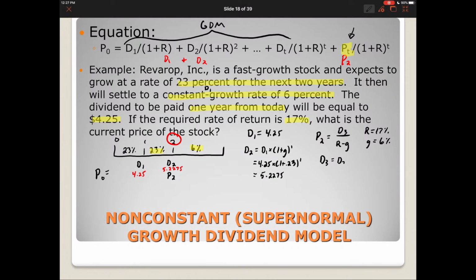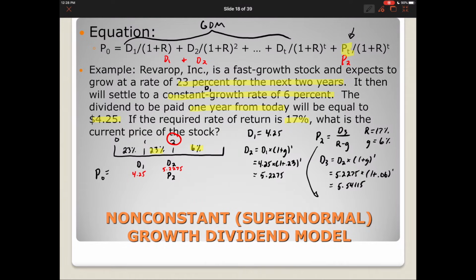I have to use D2, and going from 2 to 3, I'm going to compound it at the new growth rate of 6%, just 1 period. So the dividend for year 2 that I just calculated is 5.2275. I'm going to multiply it by 1 plus my new growth rate of 6%, and compound it to the first period. So my third year dividend becomes 5.54115, and now I can solve for the price.